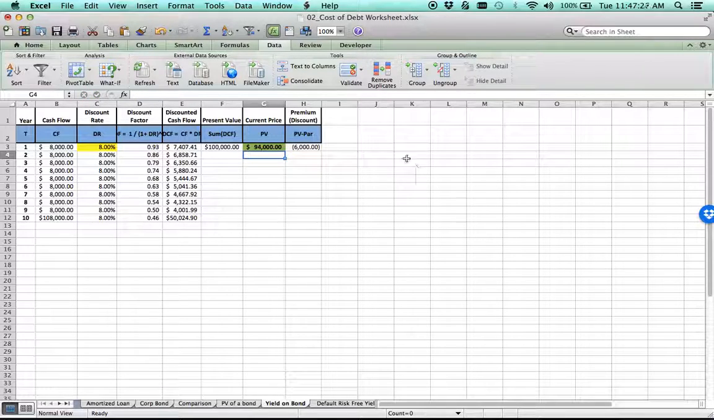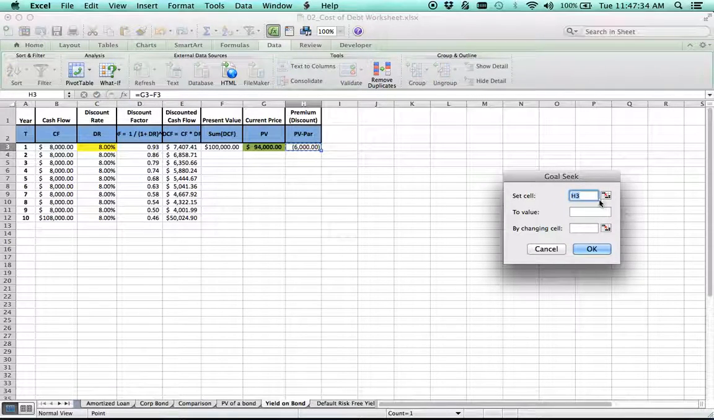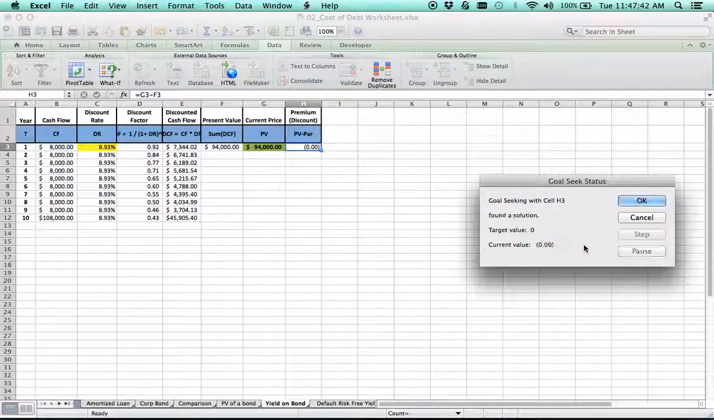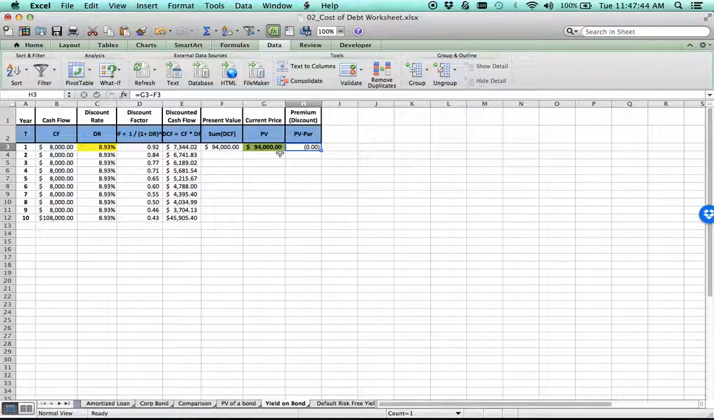Did I get that right? Yeah. So right now it's selling at 94,000. You want to go through the same process to say, okay, we're going to set the difference to 0 by changing the discount rate, and it's going to come back and say, oh, $94,000 is a price that is consistent with an 8.93% discount rate. And so basically it's saying that your cost of capital, if you wanted to go out and issue more bonds, you should expect it's going to cost you about 8.93% to issue those bonds.